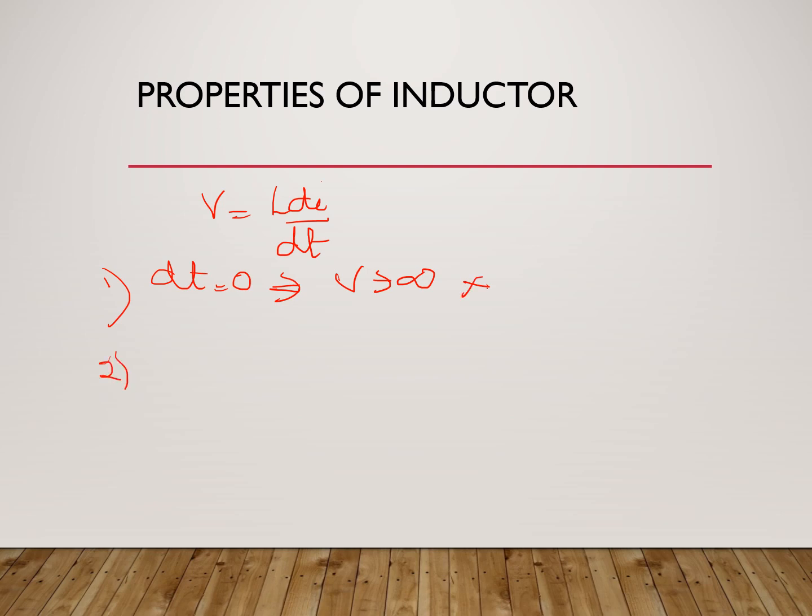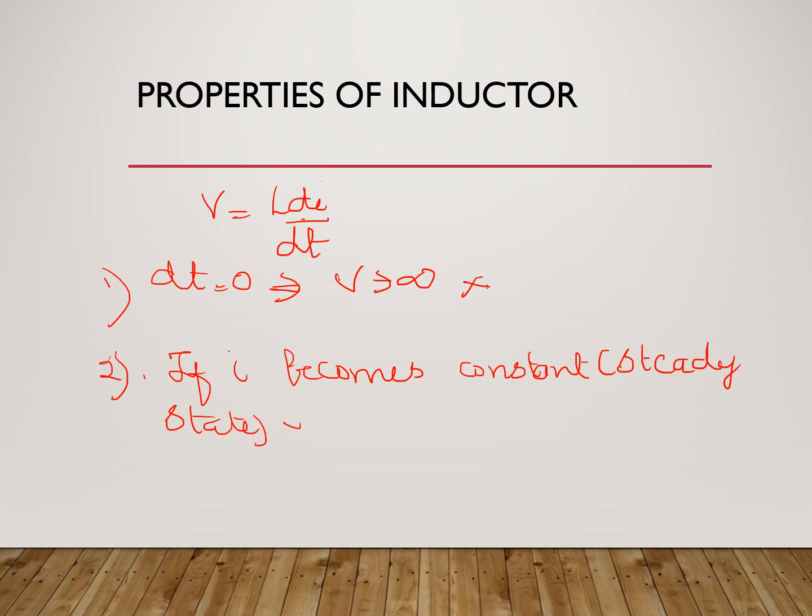Second case, that is, if current through the inductor reaches steady state, or becomes constant, that is, it reaches its steady state value, then what does that mean? If the current is constant, then di by dt is equal to 0. So di by dt is equal to 0, which implies that voltage is equal to 0. Voltage across the inductor is 0, which again implies that the inductor behaves like a short circuit.